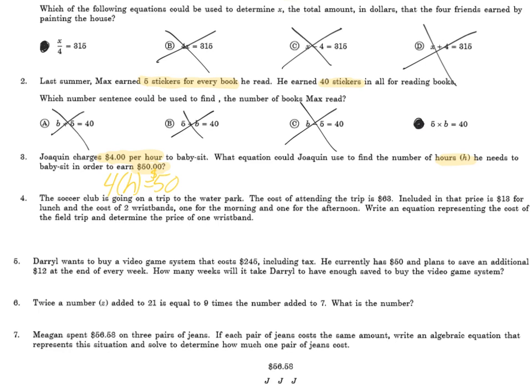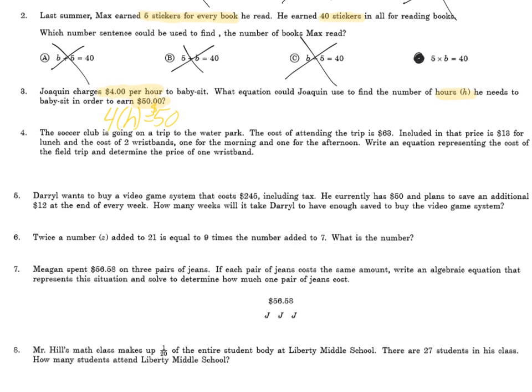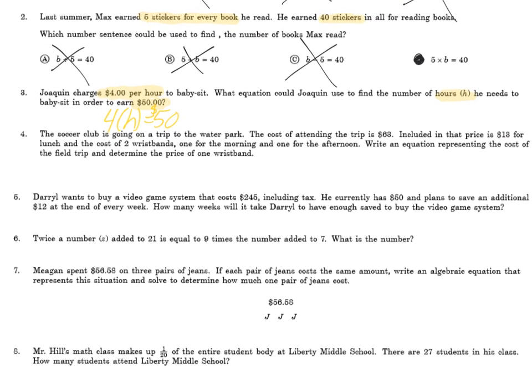Okay, so the next one. A soccer club is going on a trip to the water park. The cost of attending the trip is $63. Okay, so let's highlight that. Included in that price is $13 for lunch and the cost of 2 wristbands, one for the morning and one for the afternoon. Write an equation representing the cost of the field trip and determine the price of 1 wristband.